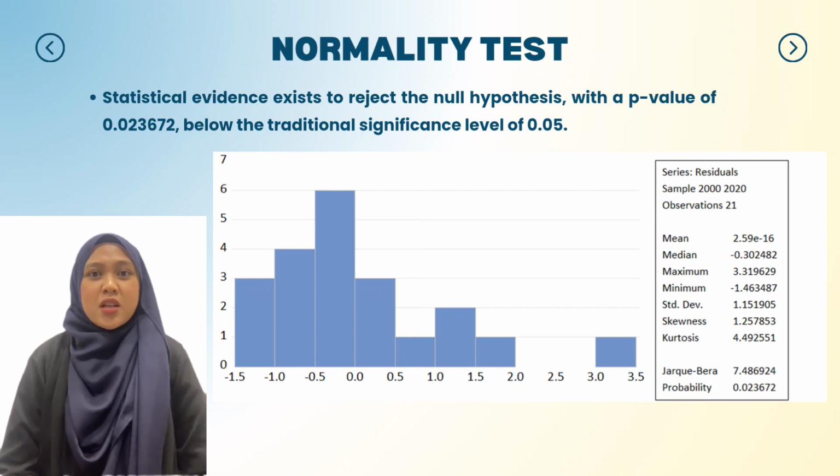0.023672. The null hypothesis for this test asserts that the sample is taken from a population that has a normal distribution. Statistical evidence exists to reject the null hypothesis with a p-value of 0.023672, below the traditional significance level of 0.05. This suggests that at the selected significance level, the observed data do not fit a normal distribution.